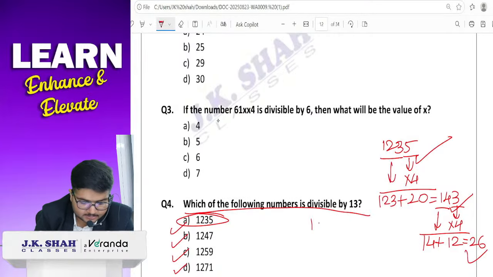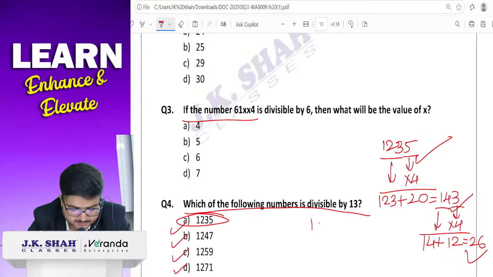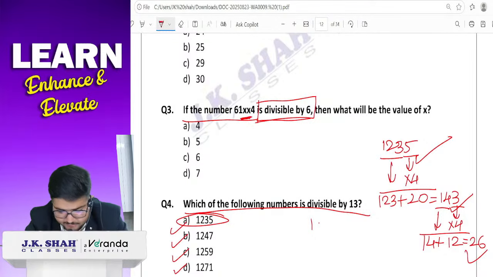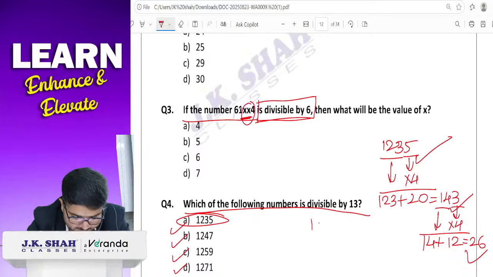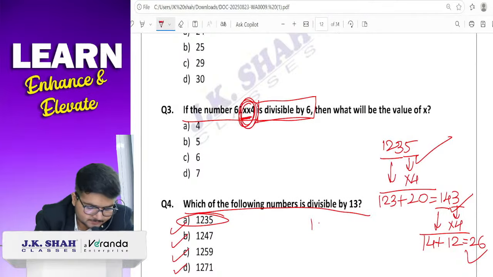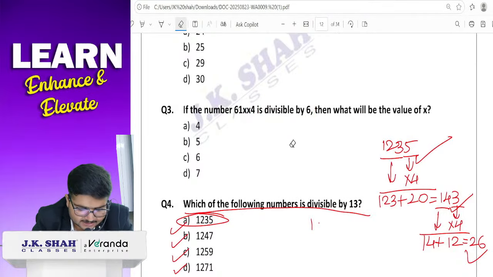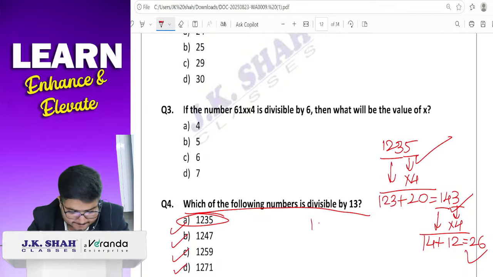Now please see the third question. If a number 61xx4 is divisible by 6, they are not asking you, they are telling you that this is divisible by 6, but you have to find the missing value. What will be the value of x? Which are the possible digits that can be placed in place of x, right?